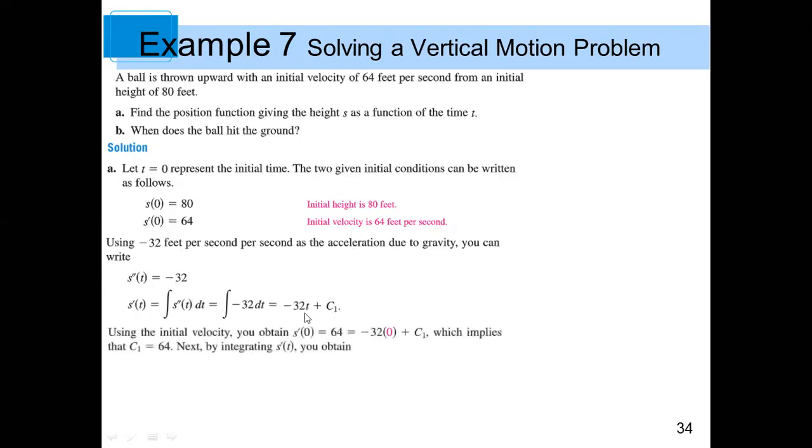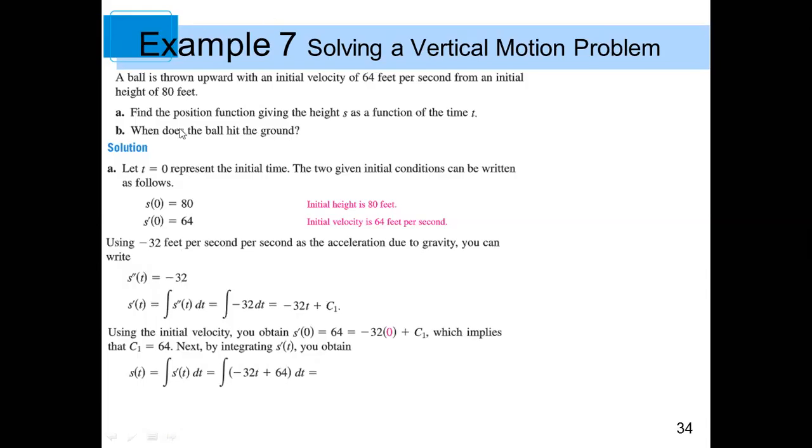Now I can use the initial condition of the initial velocity to figure out the c value. So when no time has gone by, I know the velocity is 64. So I plug 0 in, set it equal to 64, solve for c1. You get c1 equals 64. So now my equation becomes negative 32t plus 64. But that's the velocity equation.